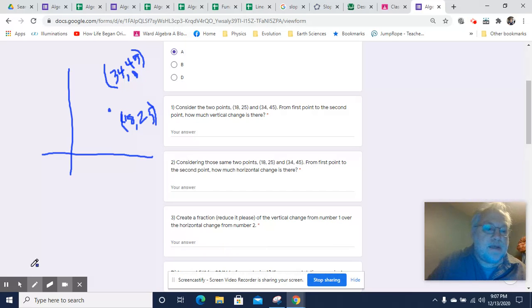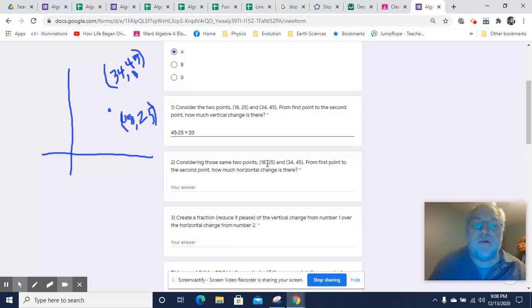Now the question asks us to consider them from the first point to the second point. How much vertical change is there? We'll assume the first point is (18, 25) and the second one is (34, 45). The vertical part is the y part, so you just say 45 minus 25, because the vertical change is this number minus this number. That's why we call it a difference, and it'll be 20.